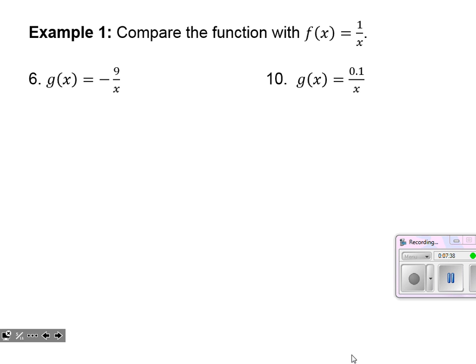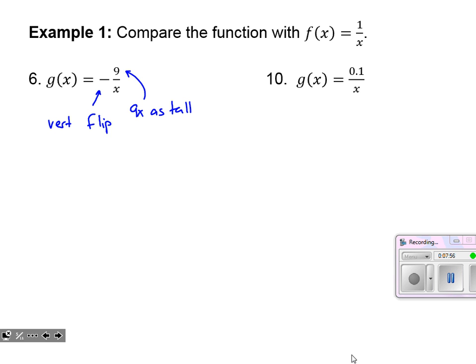So in number 6, g of x is -9 over x. Well, that negative out front is telling me that it's a vertical flip, and the a value of 9 tells me that they multiplied that fraction by 9, so it is 9 times as tall.